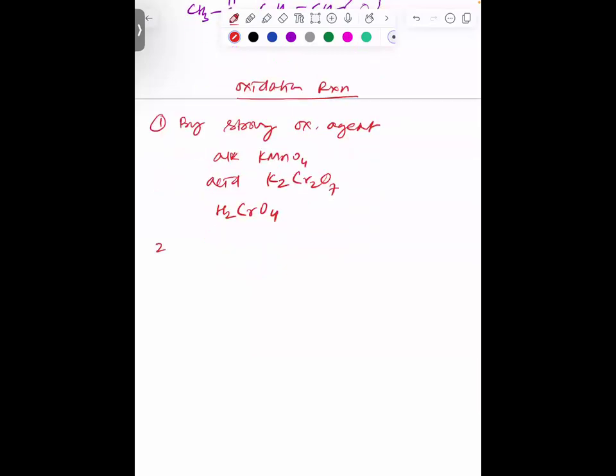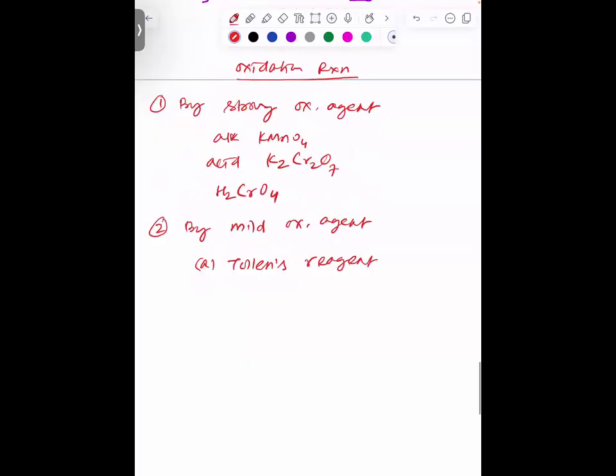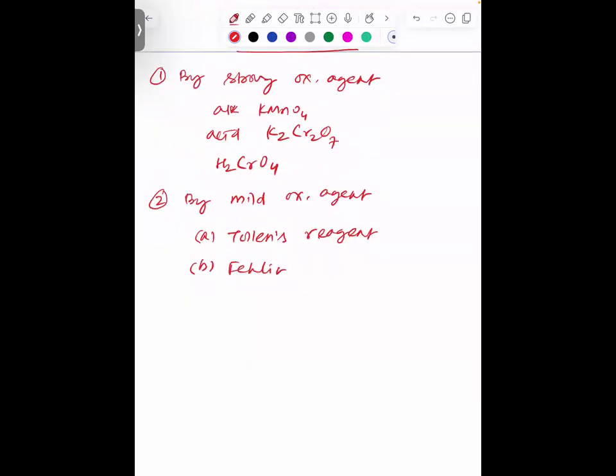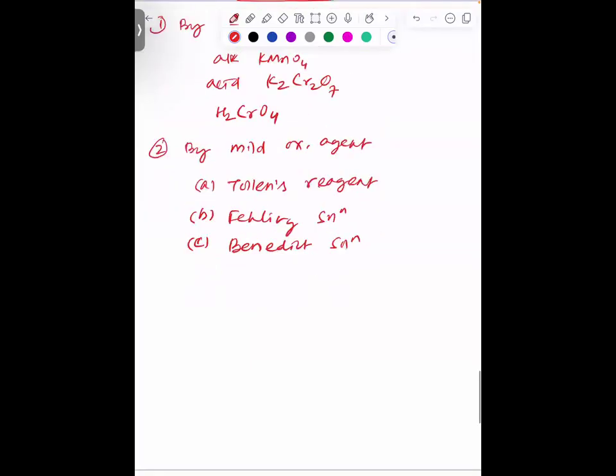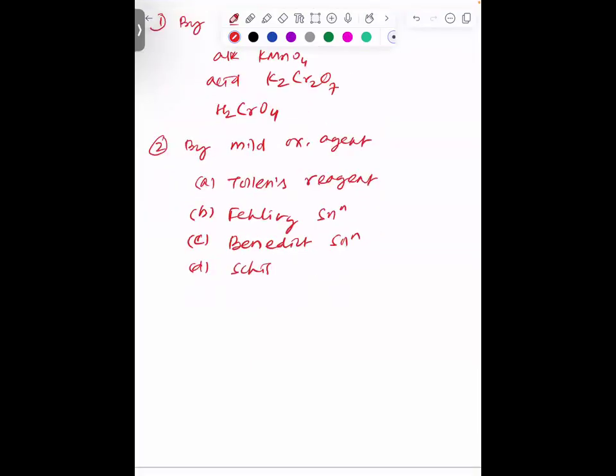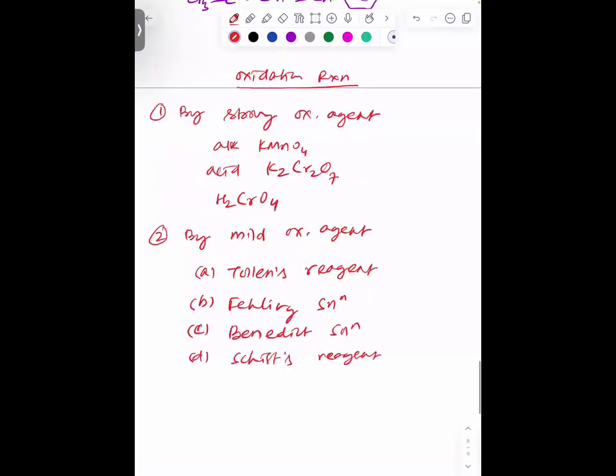Then second, by mild oxidizing agent. What are those? Tollens reagent, then Fehling solution, then Benedict solution, then Schiff's reagent. Okay, so these are the cases of oxidation reaction.